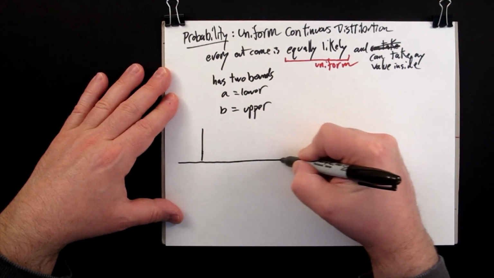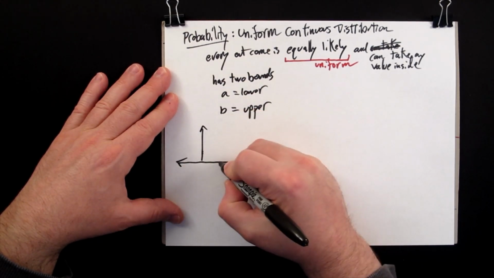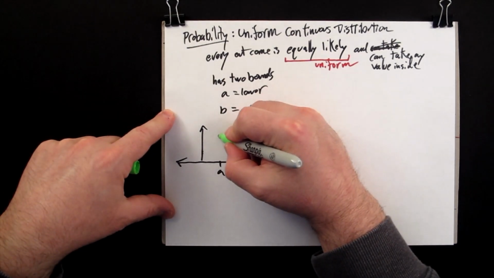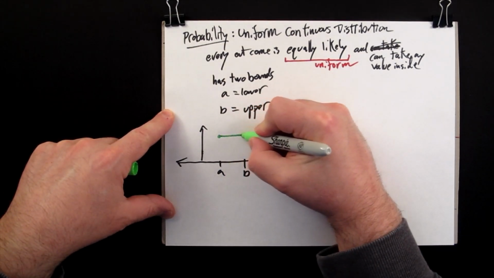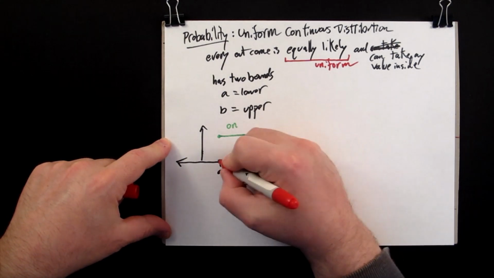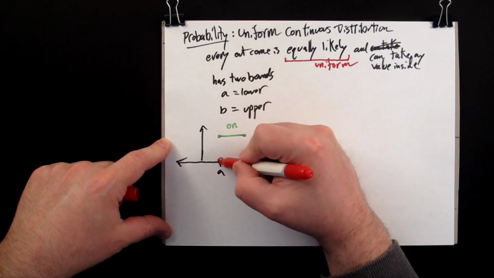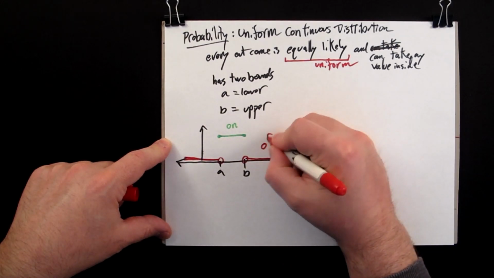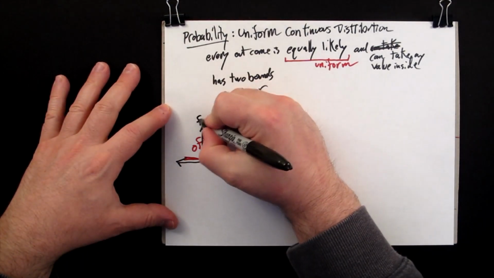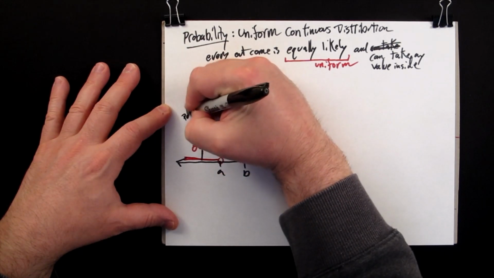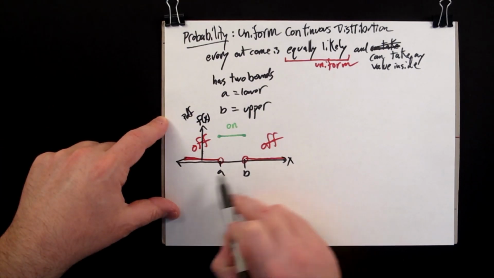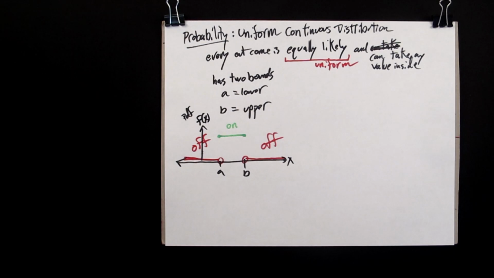So the shape of the graph, so we have A and B. What's going to happen is, if you're between A and B, you have an equal likelihood of occurring. So your distribution is on. And if you're outside A or B, then you have no chance of seeing it. So this is 0. This is 0. And it's off. This is the graph for the PDF. So it turns on at A, and then turns off at B. And outside of them, it's off. So there's a formula for that. We'll get to it in a second.